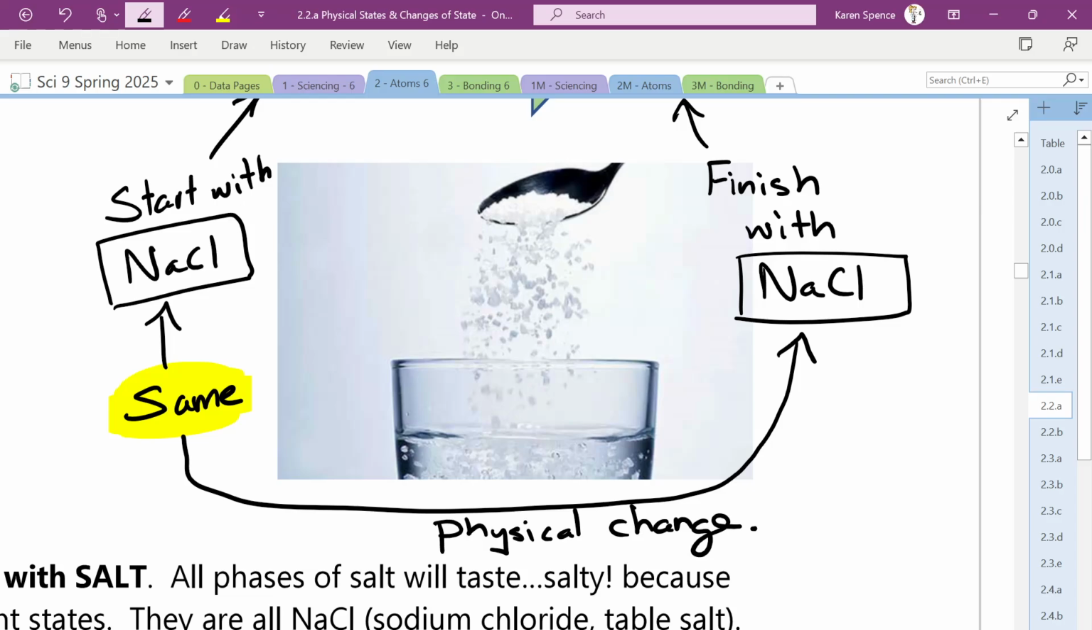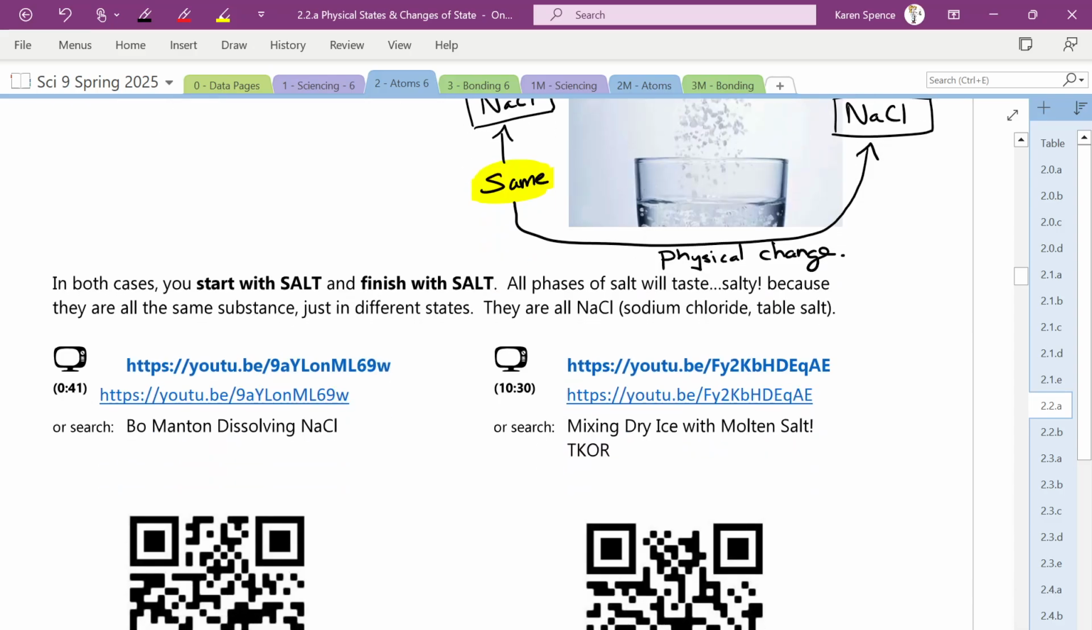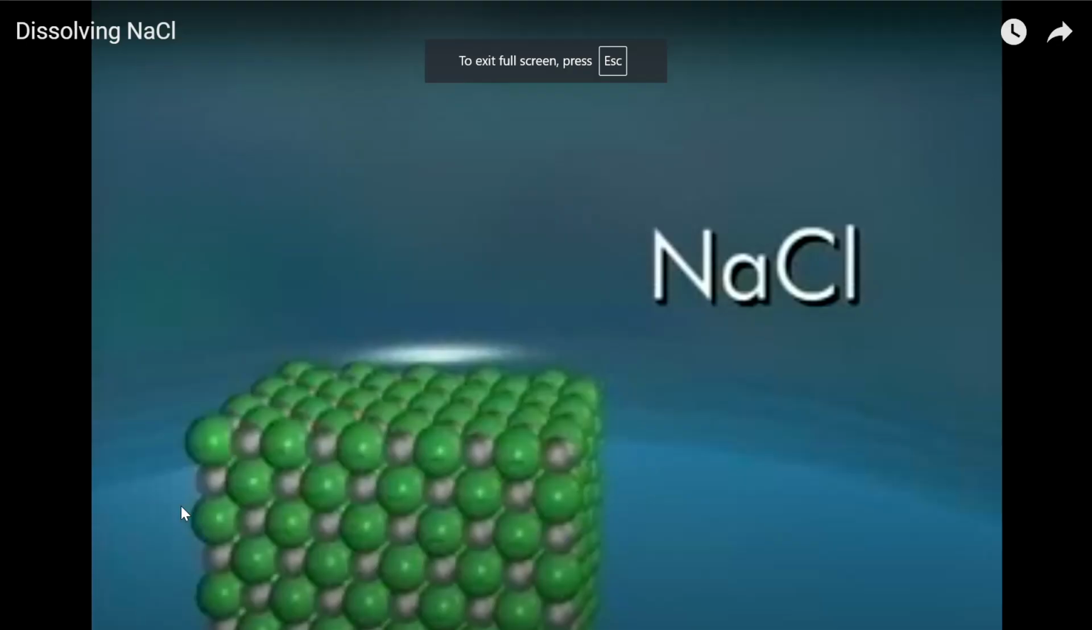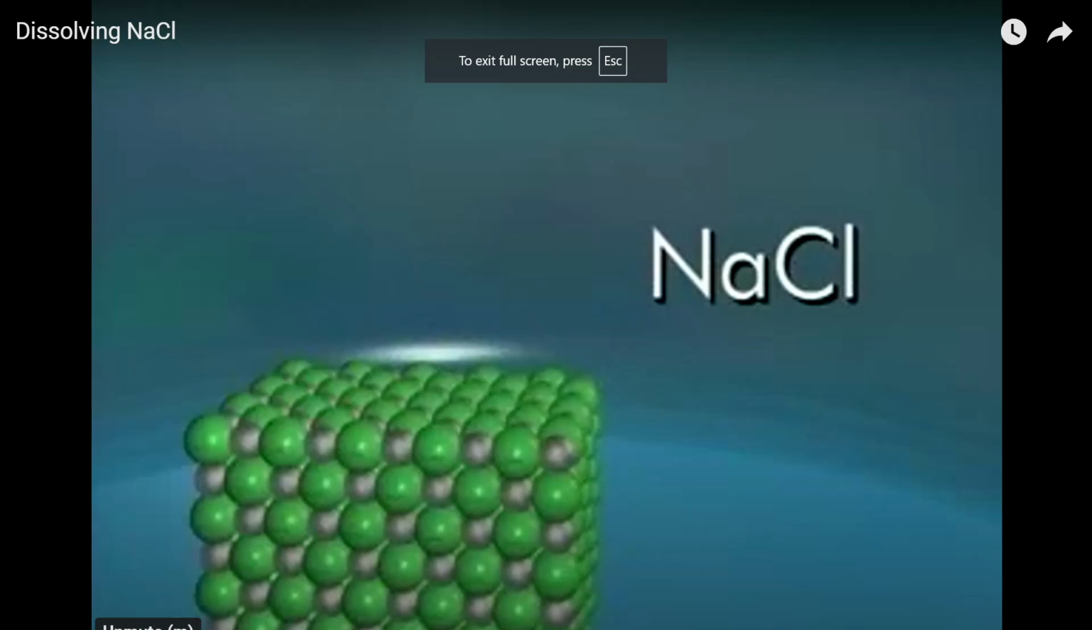And if you taste salt water, what does it taste like? It tastes like salt because it's still salt. It's just dissolved. It has just changed state. It's changed its form. It hasn't changed into something new. Okay? So we're going to watch some dissolving of sodium chloride here. This is just a little up-close picture of what happens when we dissolve sodium chloride. Let's pause for a second here. There we go. Placed in water.